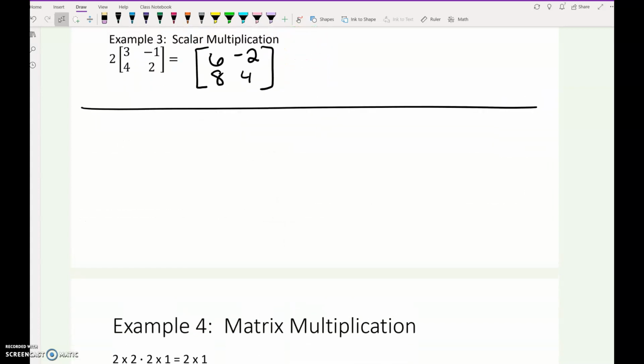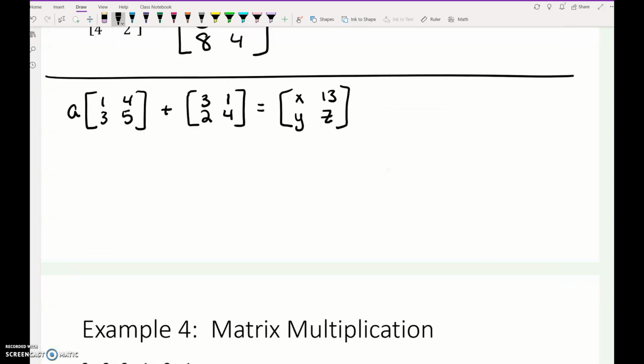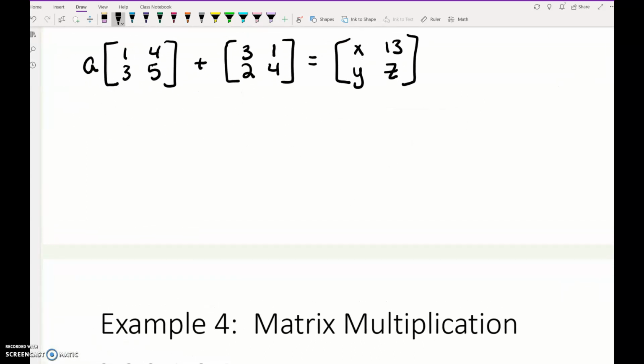And I'm going to want you to add this example in. A times [1, 4, 3, 5] plus [3, 1, 2, 4] equals [x, 13, y, z]. So you might see something that looks like this, and they will ask you, what is the value of x plus z?